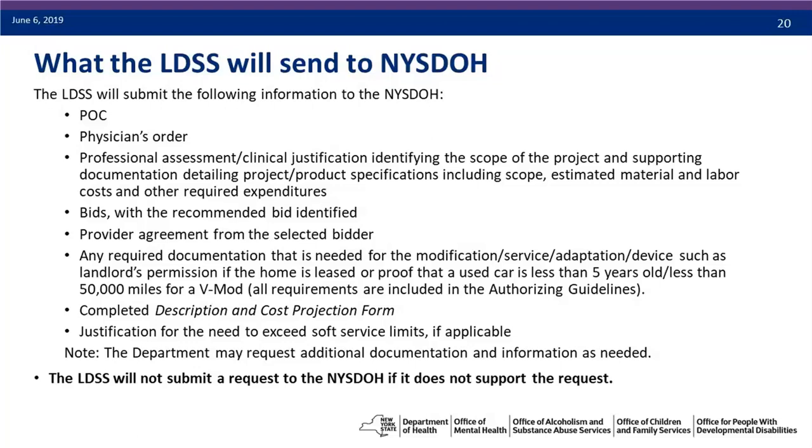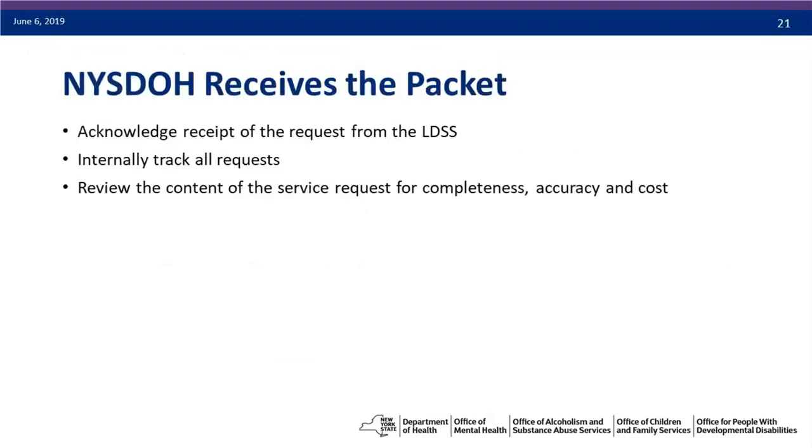So the LDSS will not submit a request to DOH if it's not approved. So if there's not enough support to support the request, it won't go further. Once the DOH receives the packet, they're going to acknowledge that receipt with the LDSS. So we should be able to track how long these requests are taking or where the request is in process. They're going to review all the contents for completeness, accuracy, and cost before they get back to the LDSS. And again, if those things are not complete or there's something missing, they will communicate back to the LDSS for that information. And the LDSS may have to contact the care manager for additional information as well.